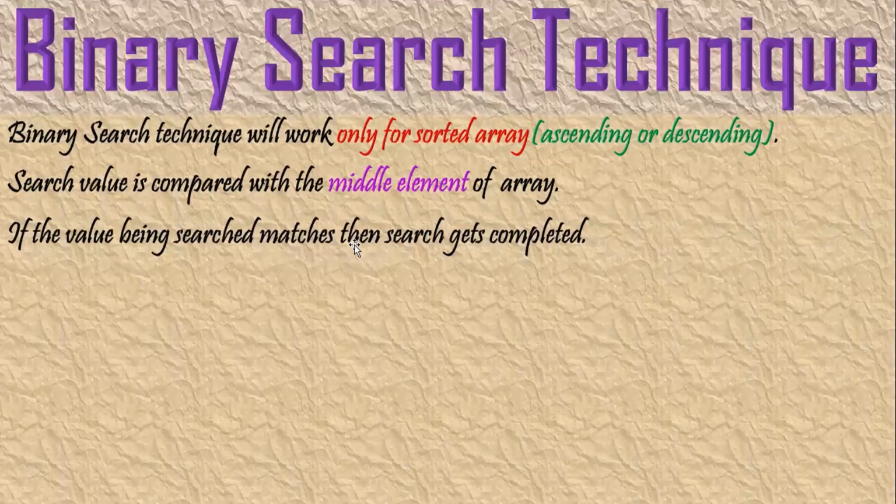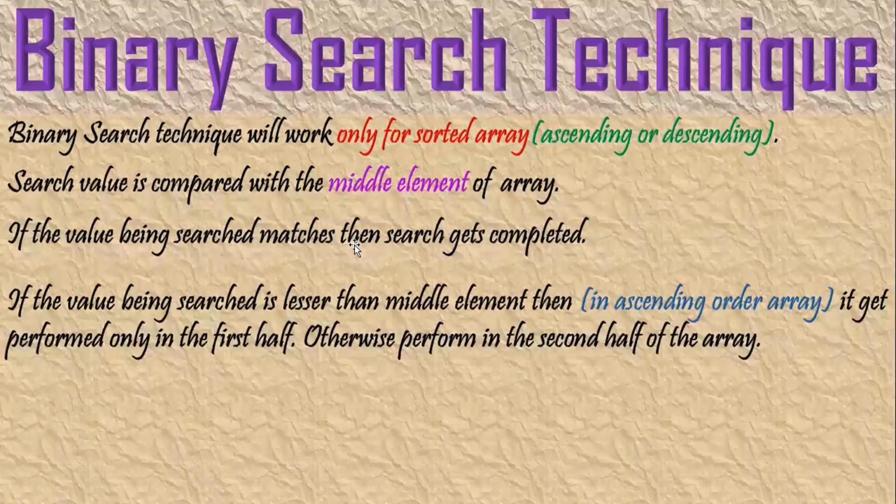If the match is not found at the middle element, again it will search with middle element of first half, otherwise second half. It depends on the searching value or sorting of the array. For example, if the value being searched is lesser than the middle element, then it gets performed only in the first half. This is in the ascending order array. If the value being searched is greater, then it will perform in the second half of the array.